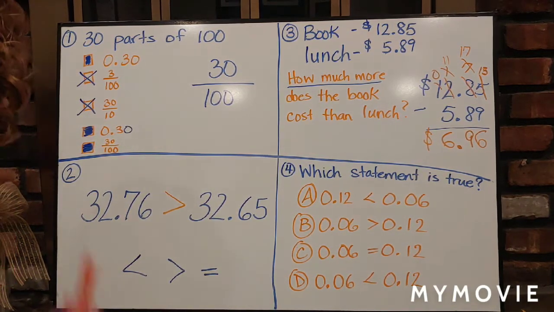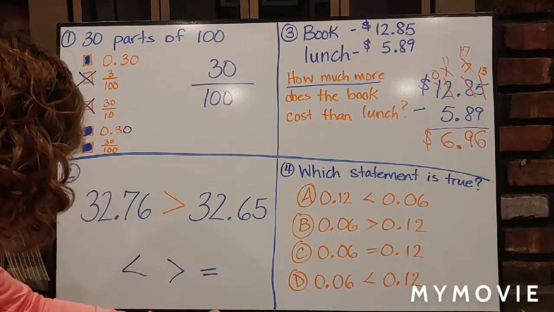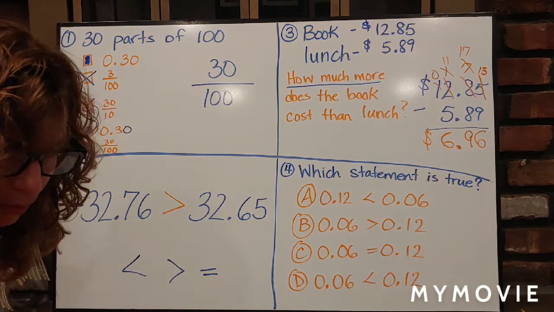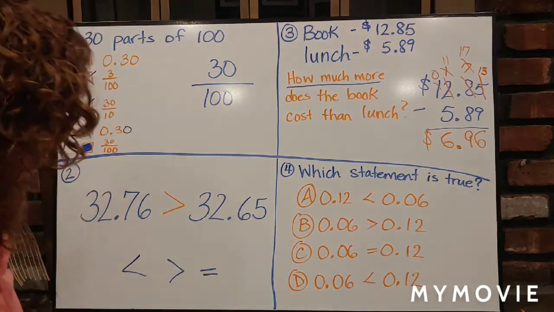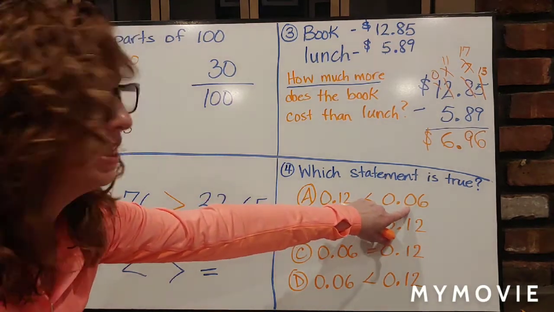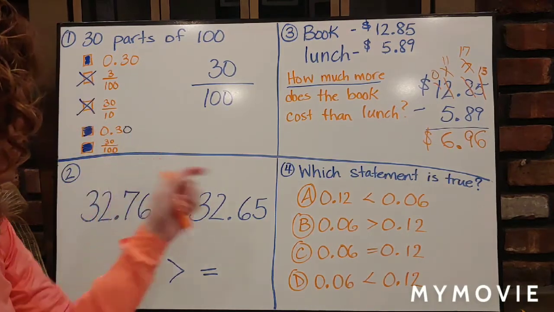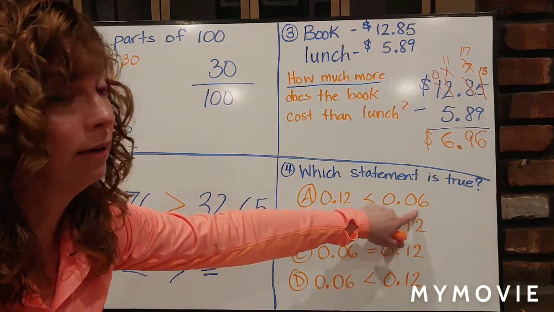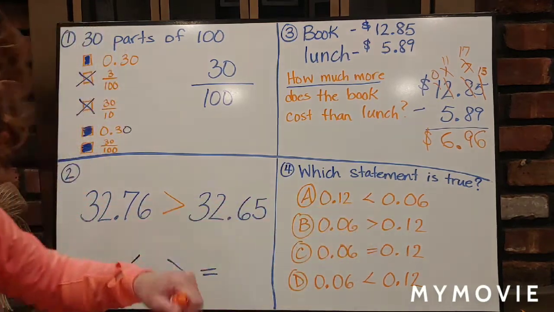All right, number 4. Which statement is true? Now, on the text, it actually gives you a picture, which is really nice because the shading is a little hard to see when you print it out, but it gives you a picture of what 12 hundredths looks like, and it gives you a picture of what 6 hundredths looks like. Now, I want everyone to think about money. If I had 12 cents and you had 6 cents, who has more? 12 cents is greater than 6 cents. So we have to find that one.